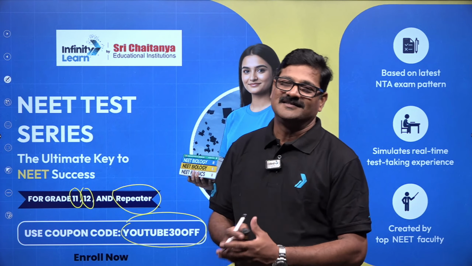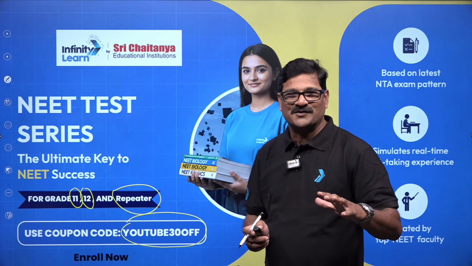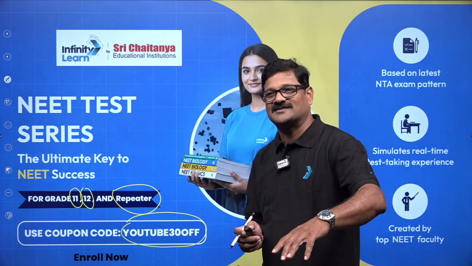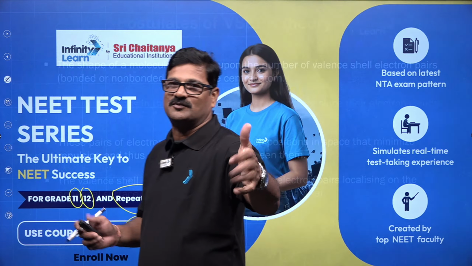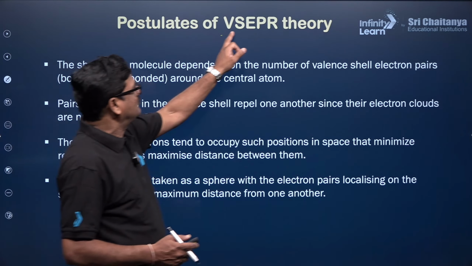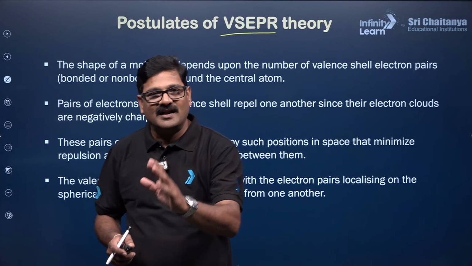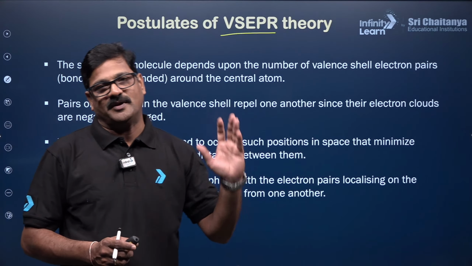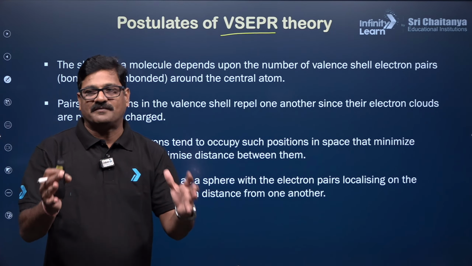Let us start this VSEPR theory. Postulates of VSEPR theory. What is this VSEPR theory? As you can see, valence shell electron pair repulsion theory. It says the geometry and the shape of a molecule.